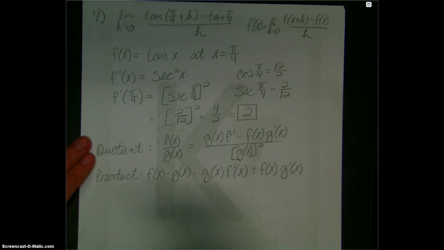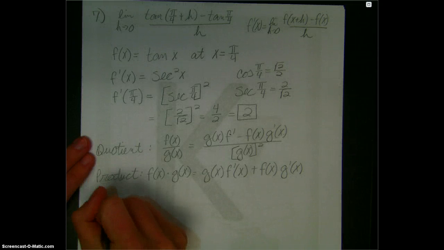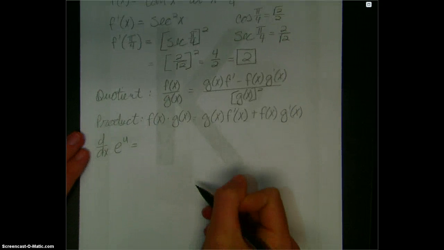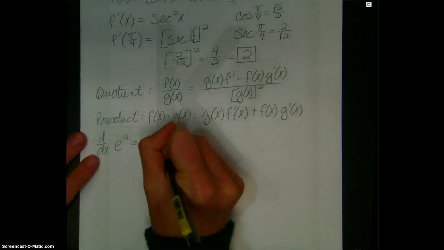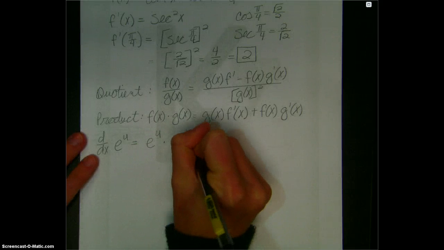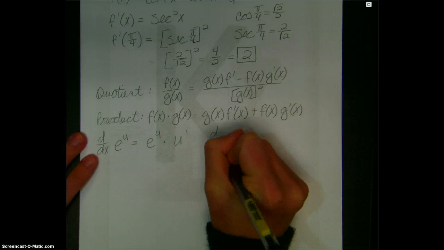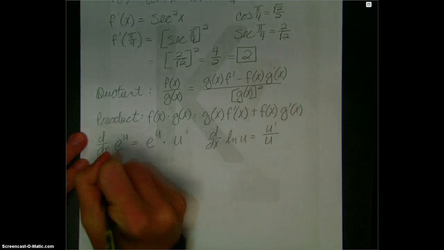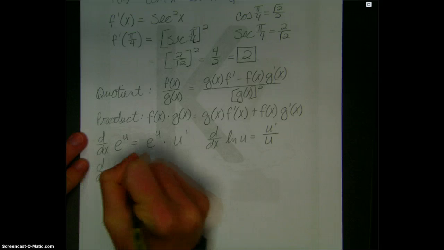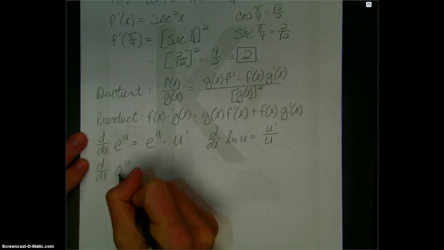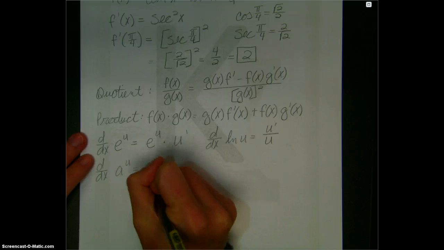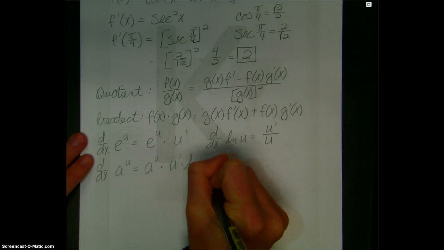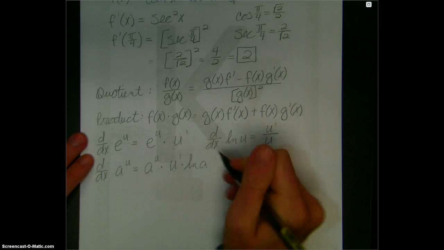Okay, the other rules that I would like to go over is the derivative of e to the u. So we talked a little bit about e. So the derivative of that is e to the u times u prime. And the derivative of the natural log of u is u prime over u. And the derivative of a to the u, so if you had something like 2 to the x power, that would be a to the u times u prime times the natural log of a. So you'll notice that these formulas look very similar.